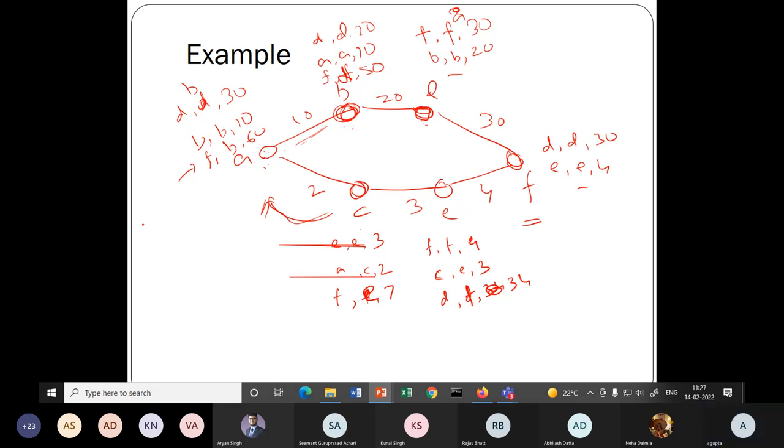So what does A's routing table now have? Let's draw this a little neatly: D B 30, B B 10, F B 60. And it has got basically E E 3, A C 2, F E 7. So first thing, it looks at E E 3. It sees the table doesn't have anything for E, so it adds this E. It has come from C, so next hop is C. 3 plus 2, 5.